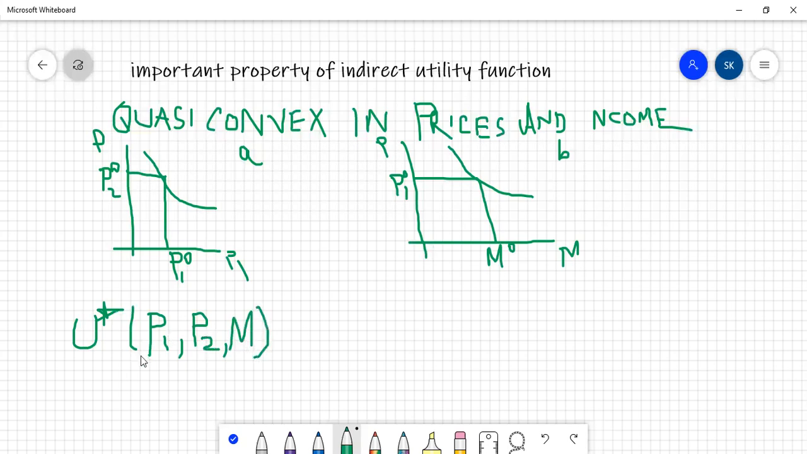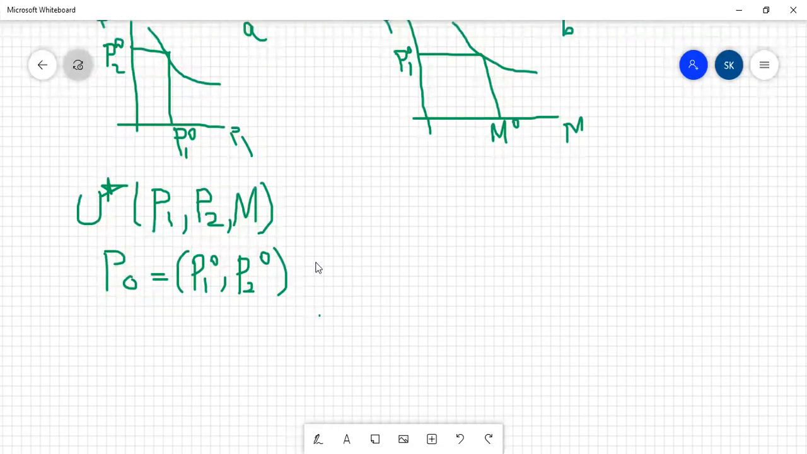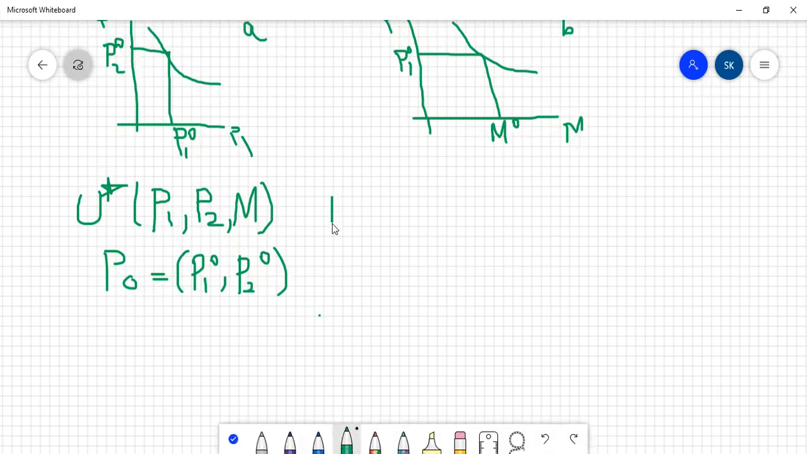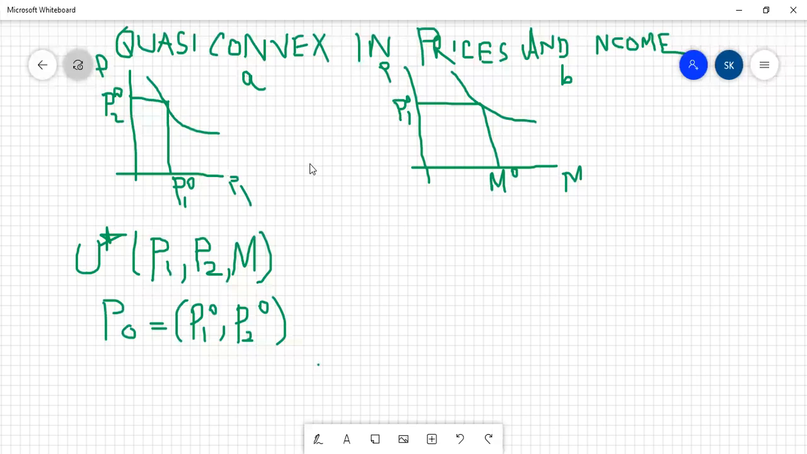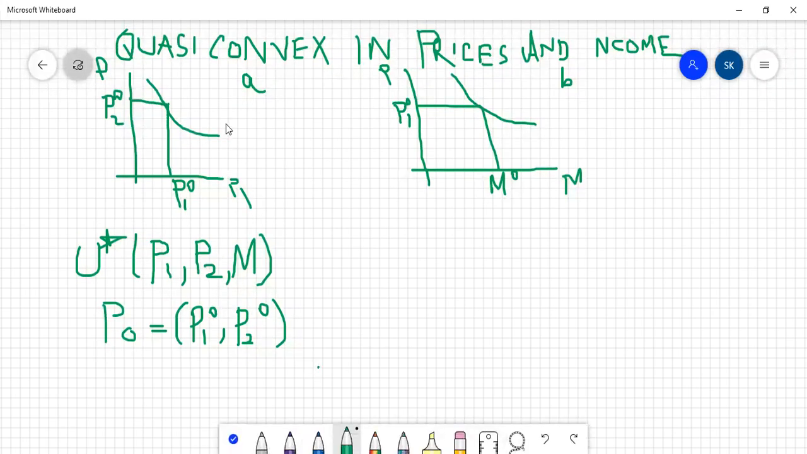Okay, now in figure A, the given prices are P naught equal to P1 naught comma P2 naught, which is some arbitrary point. The indifference curve is U naught. This is the indifference curve. Now the indifference curve is U naught over here.